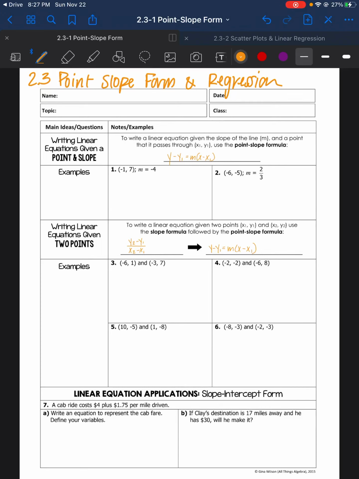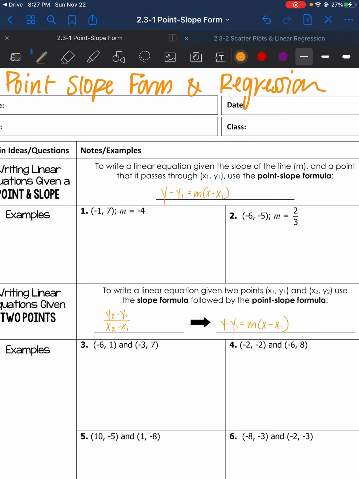All right, section 2.3 is on point slope form, and then we'll look at some regression, linear regression with scatter plots. Okay, so point slope form is a way for us to write the equation of a linear function if we are given the slope and at least one point.